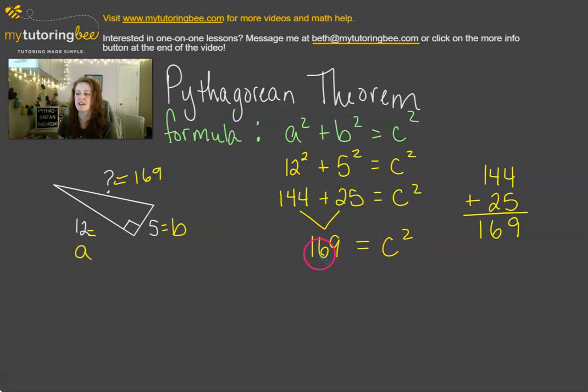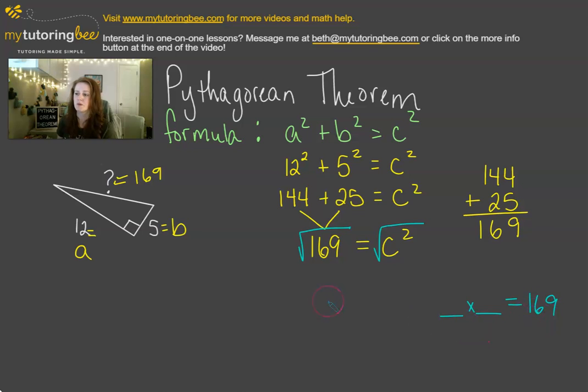But remember that that is C squared. We need to find out what just C is by itself. So we're actually going to take the square root of both of these numbers. The square root is just the opposite of the exponent 2 that we've been doing all of this time. So we're trying to figure out what number times itself, so it has to be the same number, equals 169.